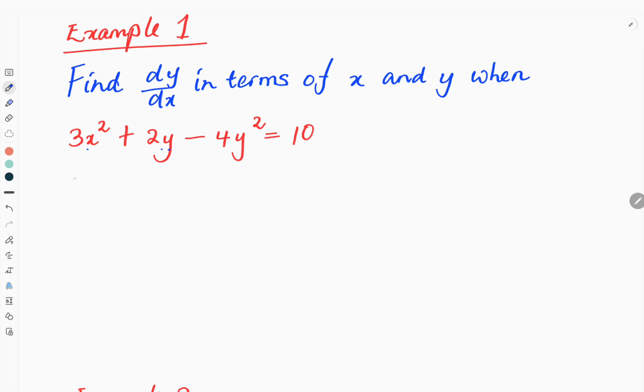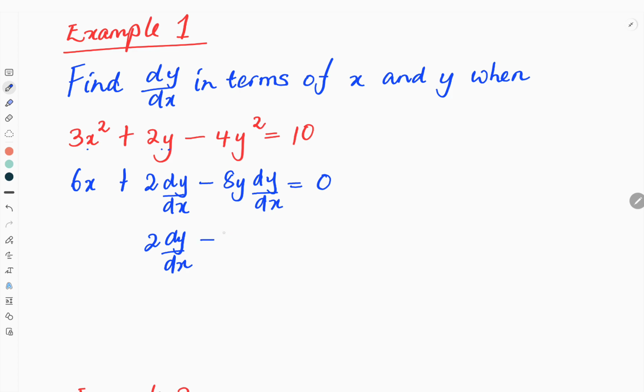So remember, we differentiate here the first term, 6x, then plus the derivative of 2y, that will be 2. Remember, every time we differentiate a term that has got a y variable, we include dy dx. So it's 2 dy dx minus 8y dy dx. And remember, the derivative of 10 is just 0, because a derivative of a constant is 0. Then we leave all the terms that have got dy dx this side because we want to make dy dx the subject. So 2 dy dx minus 8y dy dx is equal to negative 6x.